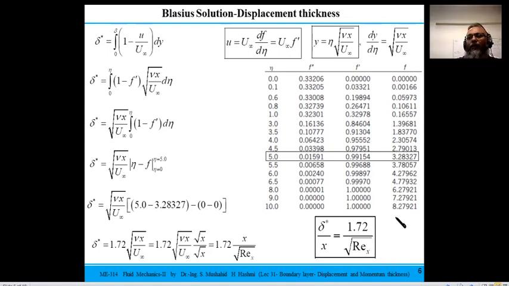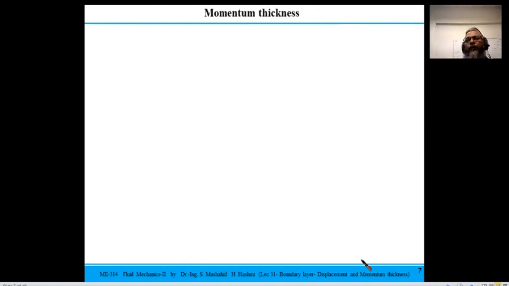Just like the boundary layer thickness, the displacement thickness also has that behavior, but instead of 5.0 you have 1.72. So you can compare that displacement thickness is much smaller than your boundary layer thickness. If it is delta over x, it is 5 over the square root of the Reynolds number, but here it is not 5 but 1.72 over the square root of that Reynolds number. Okay, so we have learned displacement thickness.